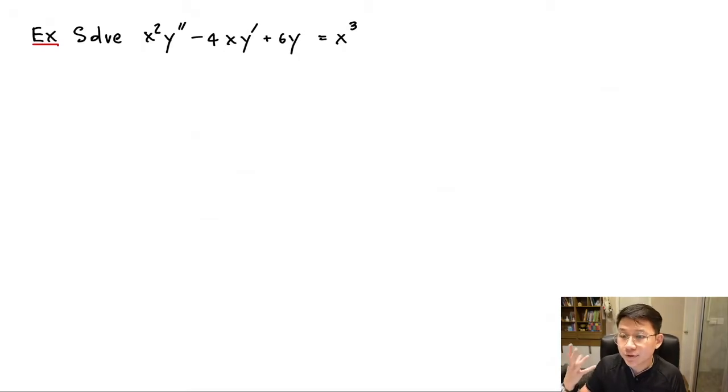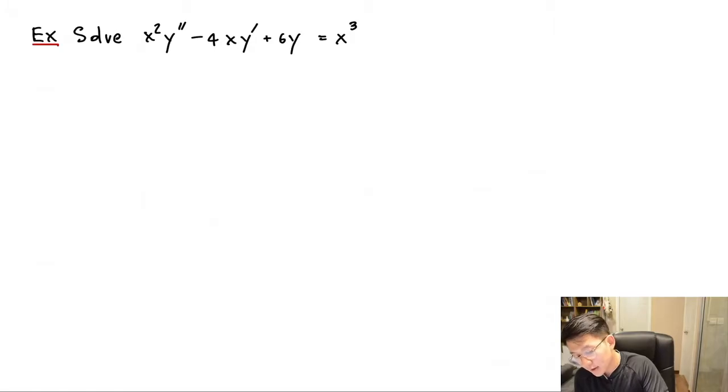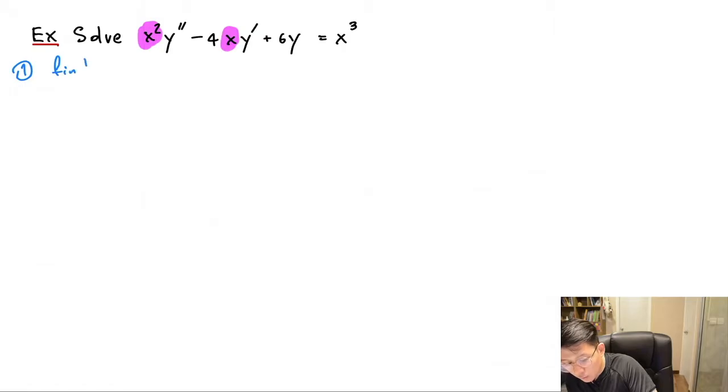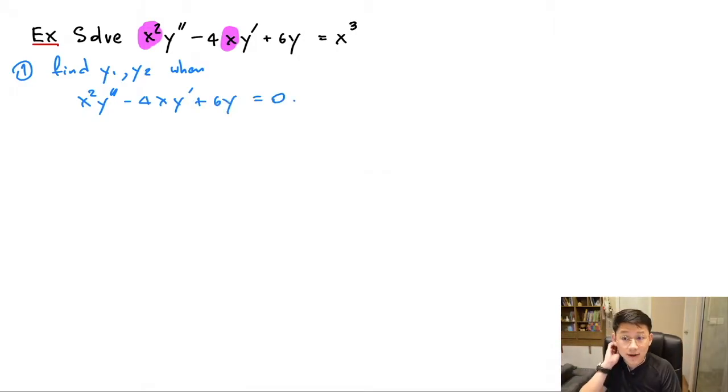Solve this equation, and as you can see, it is clearly Cauchy-Euler, because we have x squared and we have x here. Make sense? So we first need to find y1 and y2 when x squared y double prime minus 4x y prime plus 6y equals 0. That is the variation of parameters technique.